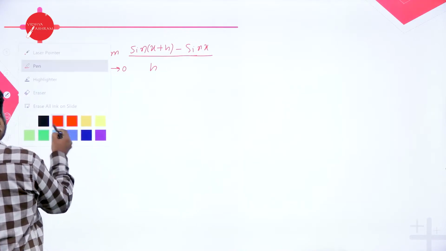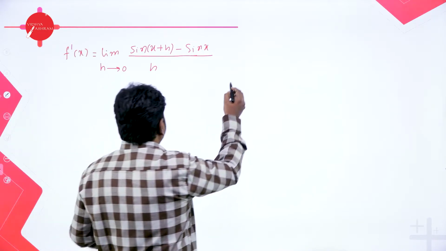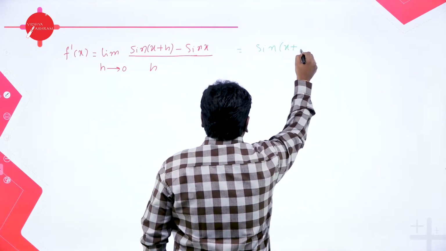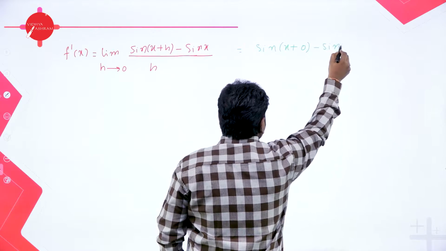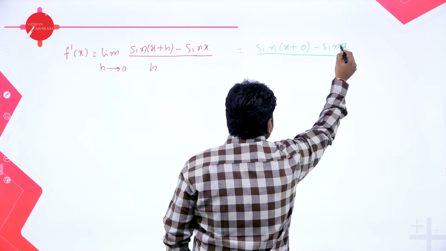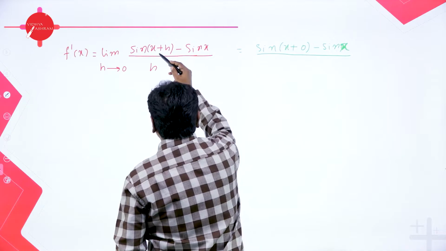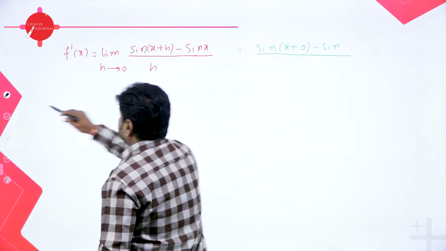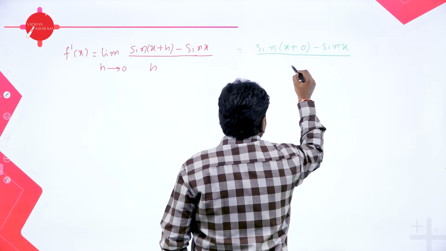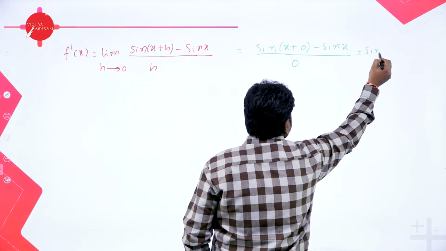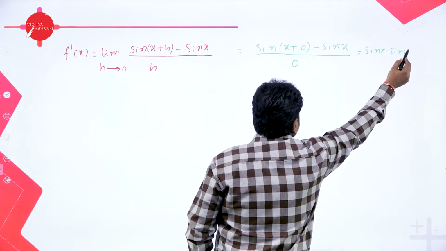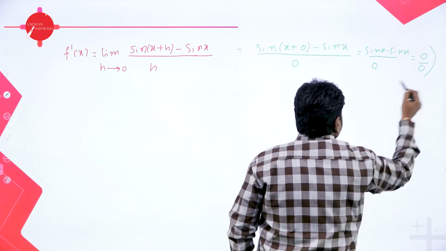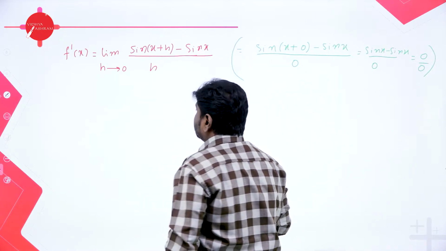Just I will show you what happens when you put 0. Suppose in the place of h if I put 0, sin of x plus 0 minus sin x by 0. h tends to 0 means wherever h is there put what? 0. Wherever h is there put 0. So divided by 0. So numerator becomes sin x minus sin x divided by what? 0, that is 0 by 0. You know whenever you apply limit you should not get indeterminate.